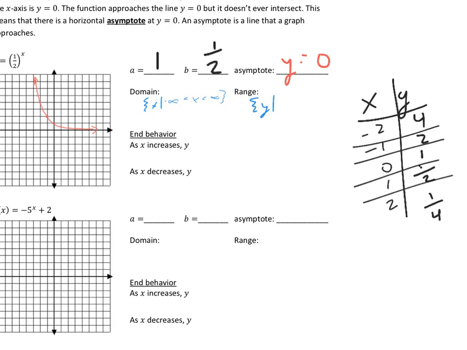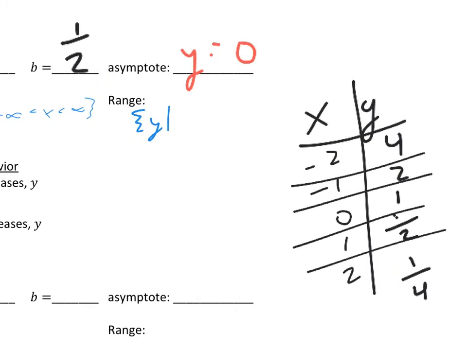So now we're talking about the range, so the y values. We're approaching 0, but we're still growing to the positive y's. So where y is greater than 0, again not equal to, because it's never going to actually touch.